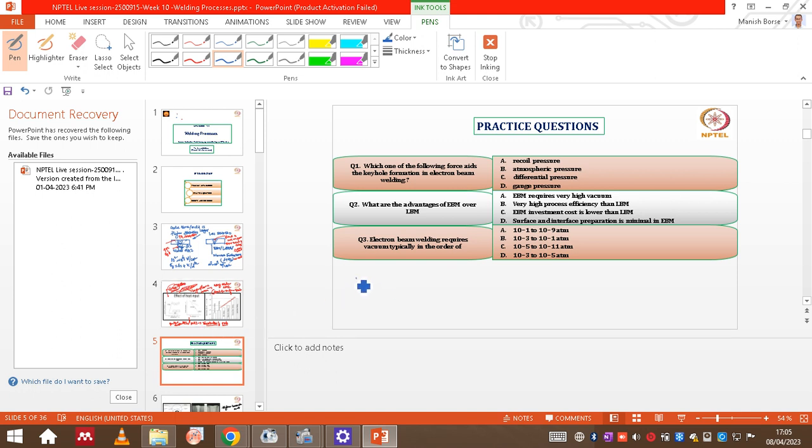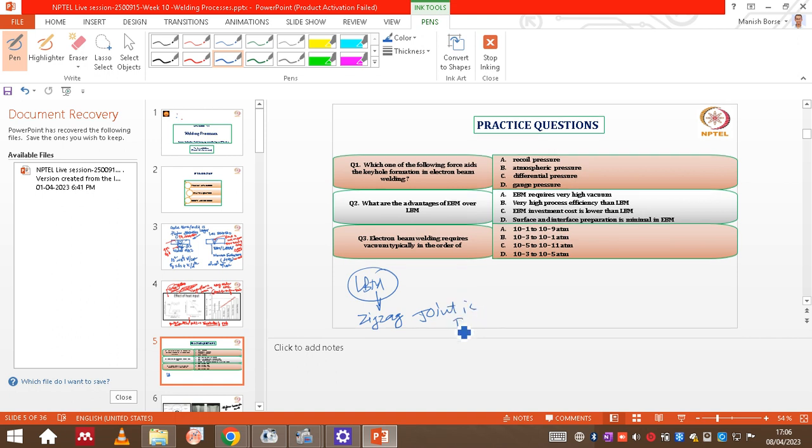So in laser welding, the main thing is we can manipulate the process, which means any direction of welding is possible. In other words, zigzag welding is possible, right? A zigzag joint is possible.